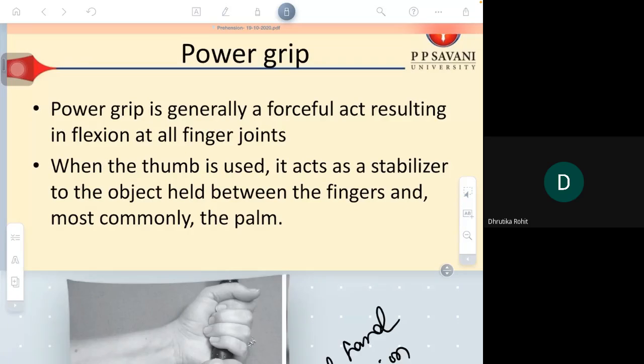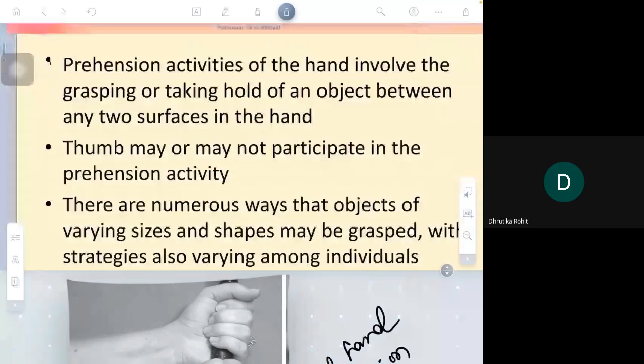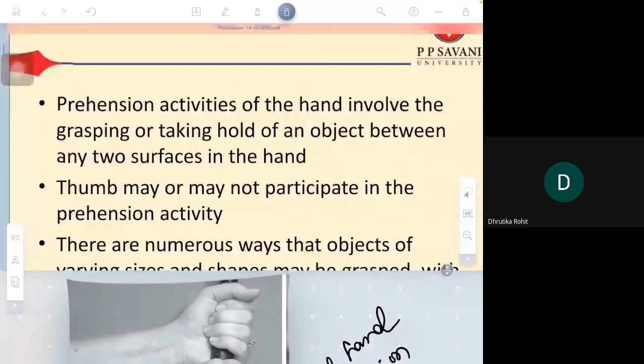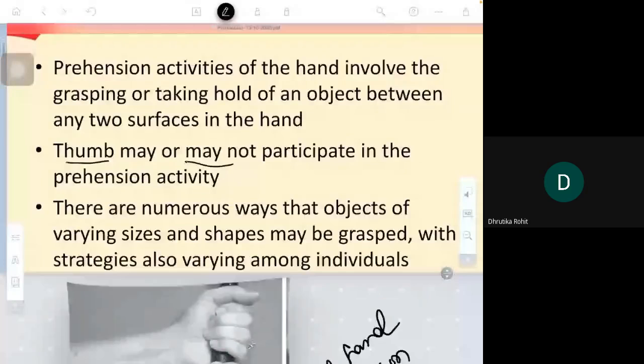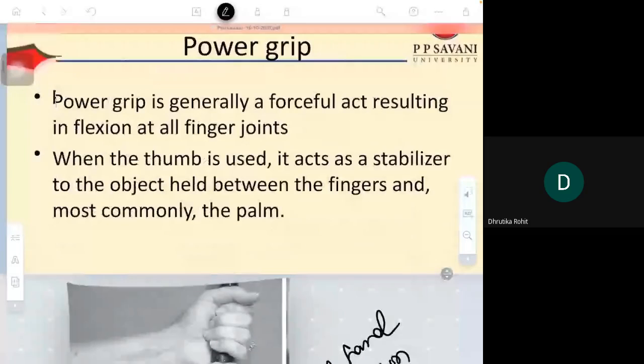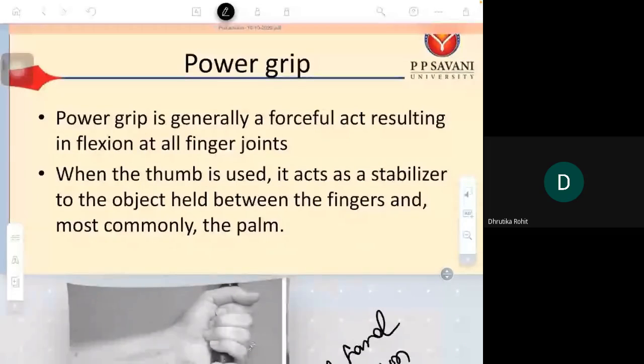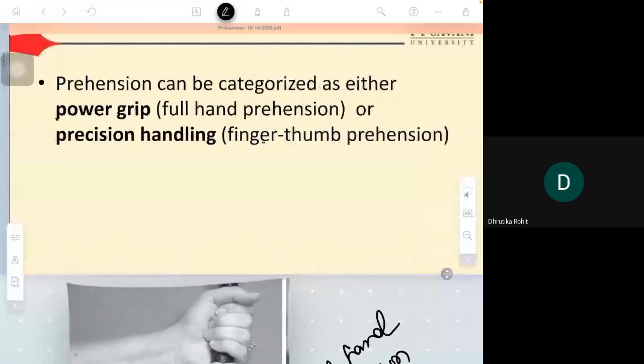What we discussed in the beginning, what is the definition of prehension? Prehension is holding an object between two surfaces. What is the second important point? The thumb may be involved or may not be involved. Clear? That is the definition. So now when you see power grip, what is the other name for power grip? Full hand prehension.